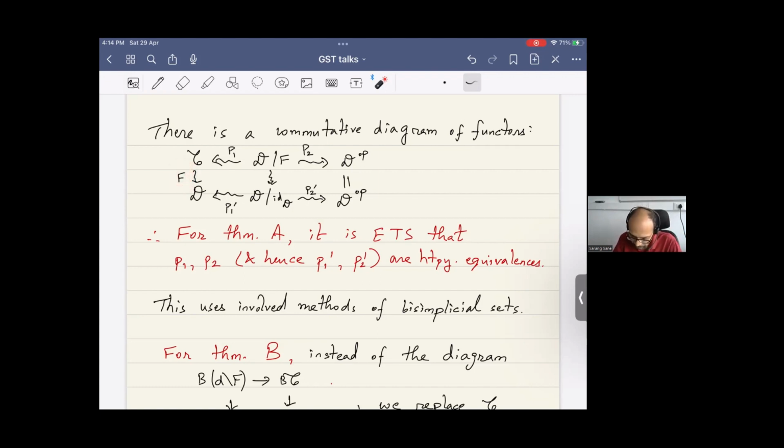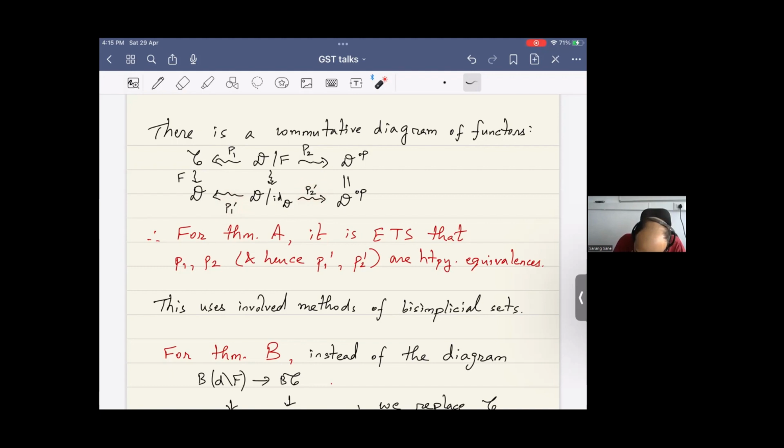Now, the main punchline of the proof is to show that this is a homotopy equivalence. And then this is a homotopy equivalence on the same lines, because for this, we already know that the comma categories are contractible because they have terminal and initial objects, etc. So these two will also be homotopy equivalences.